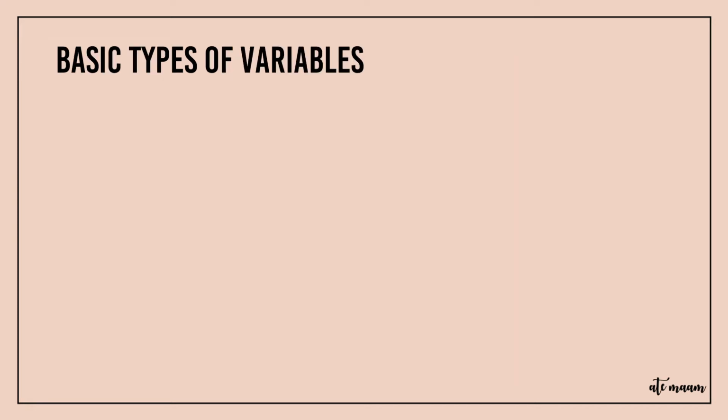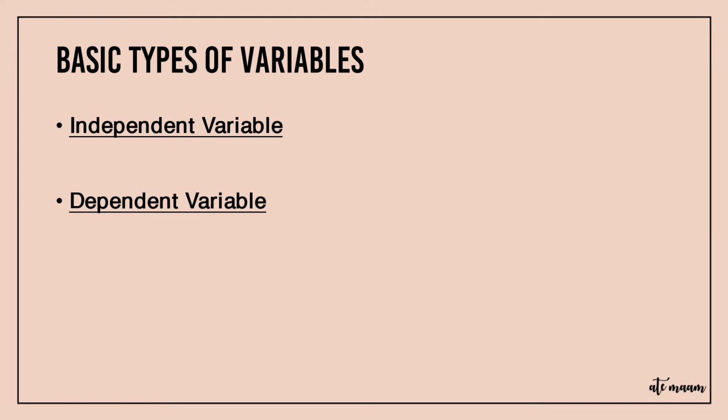So here we have the basic types of variables. Isa sa mga napapansin kong problema ng mga students is that they are confused between the types of variables. Di nila alam kung alin ang dependent variable at independent variable in their study. Where in fact, knowing your variables is very important to the success of your study. Experimental research has two basic types of variables. We have the independent variable and the dependent variable.